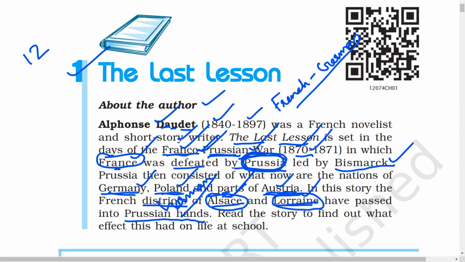Read the story to find out what effect this had on life at a school. So what is the effect of this in one of the schools in Alsace? That is the story, The Last Lesson. Let us check the first paragraph.